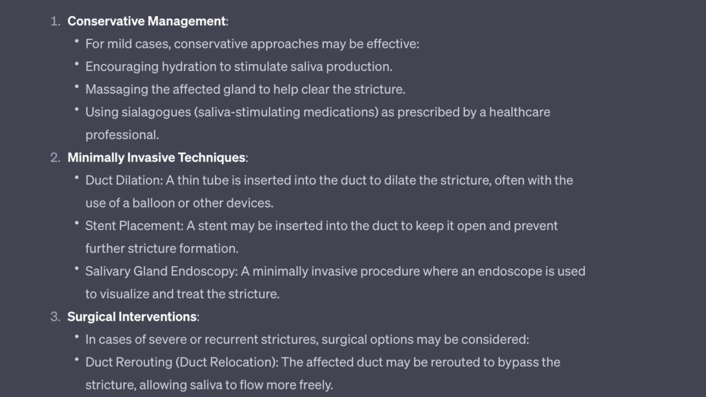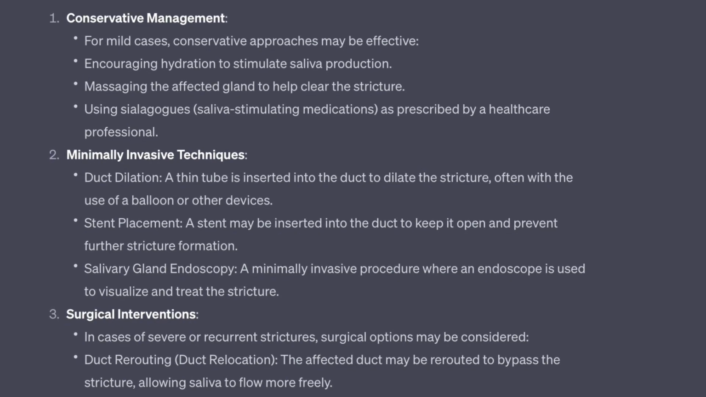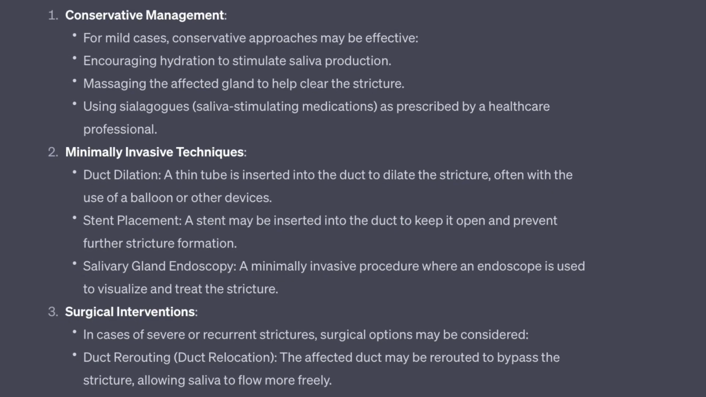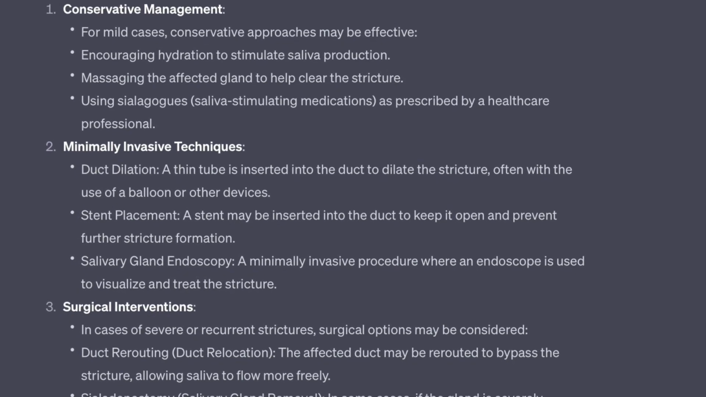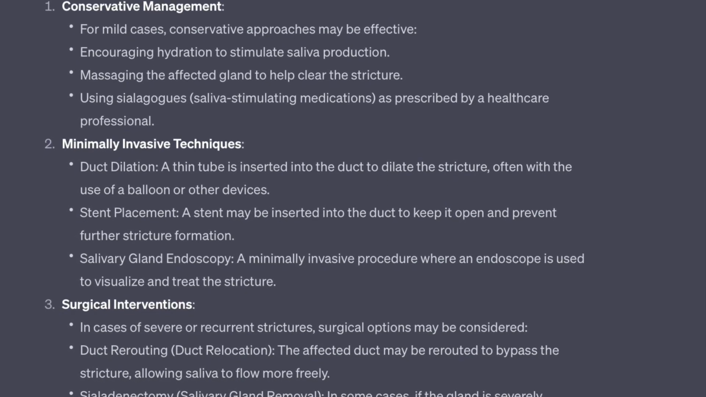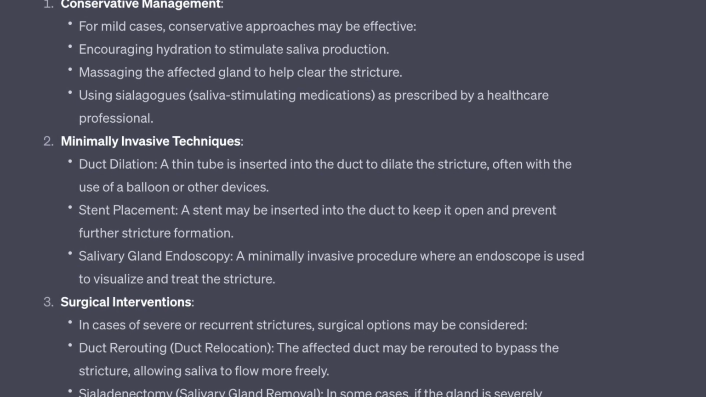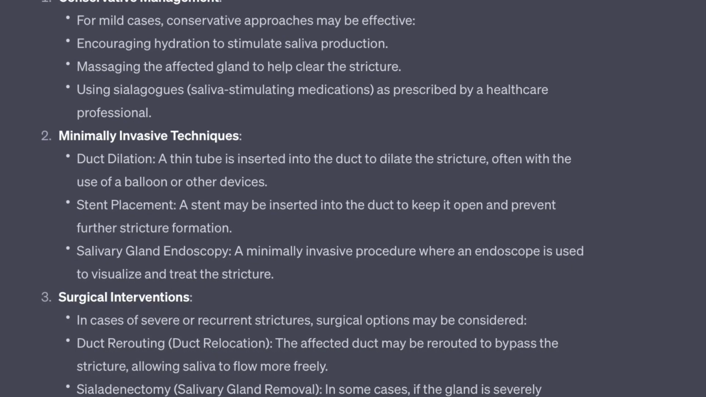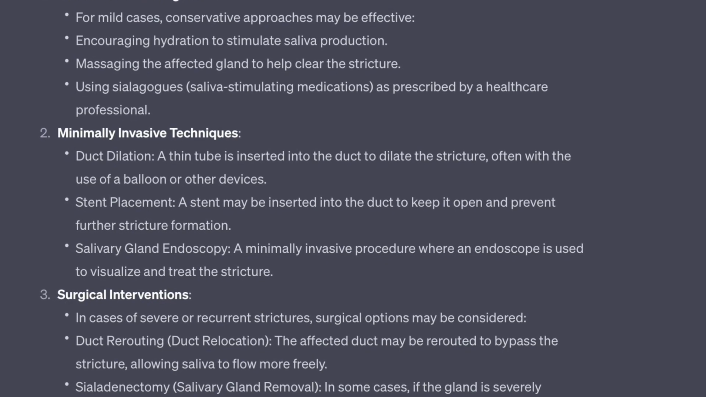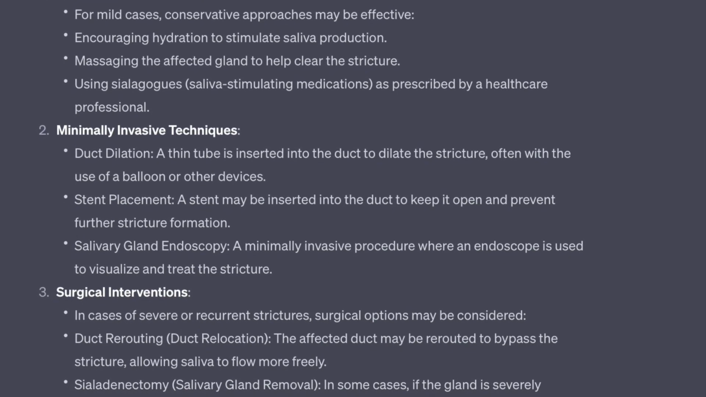Treatment of salivary duct stricture depends on severity, location, and underlying cause of the stricture. First treatment is conservative management. You have to hydrate the patient properly and massage the affected gland to help clear the stricture. Second are minimally invasive techniques like duct dilatation, stent placement, and salivary gland endoscopy, which can be helpful to dilate the stenotic segment. Third one is surgical intervention.